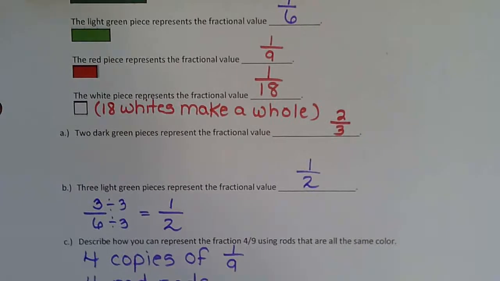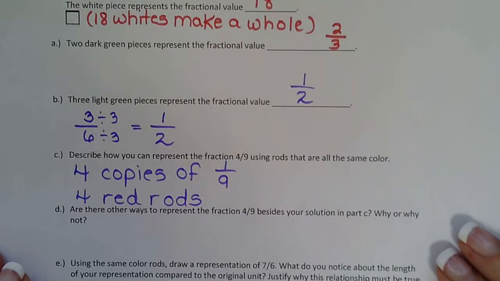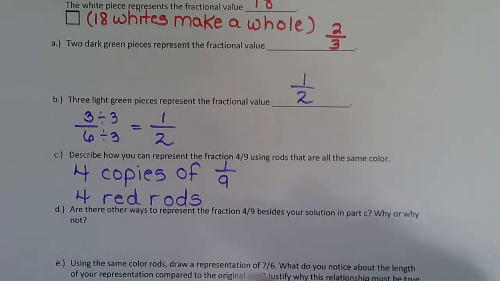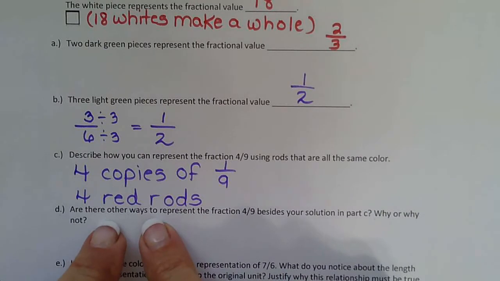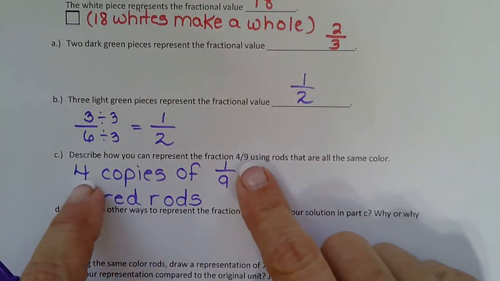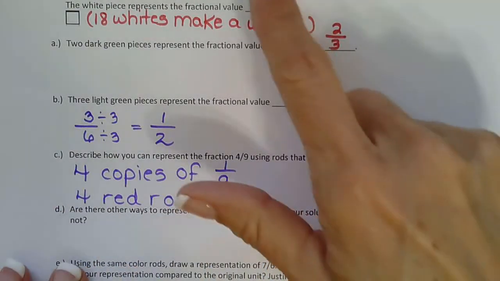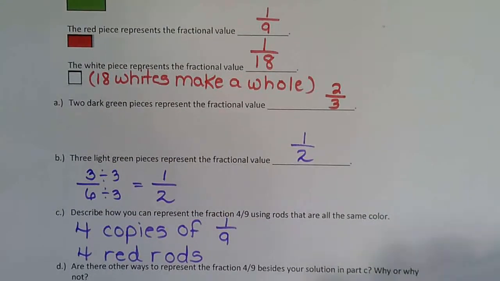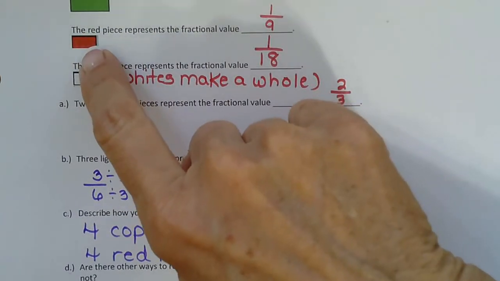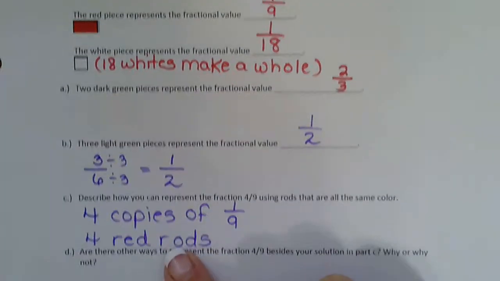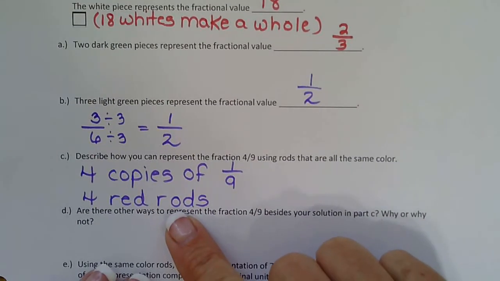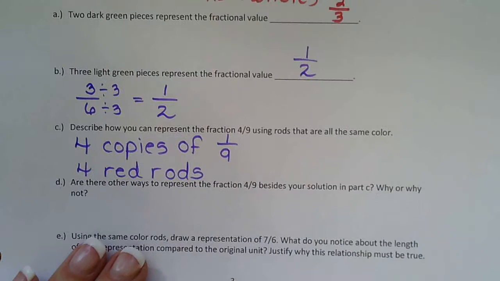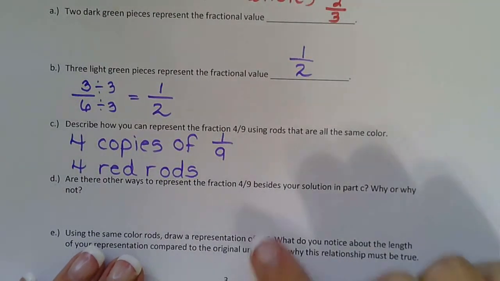So does everybody see that transition from math words to math? So 4/9 means 4 copies of 1/9, but up above we said 1/9 was red, so that would be 4 copies of the red rod, 4 red rods. Are there other ways to represent 4/9?